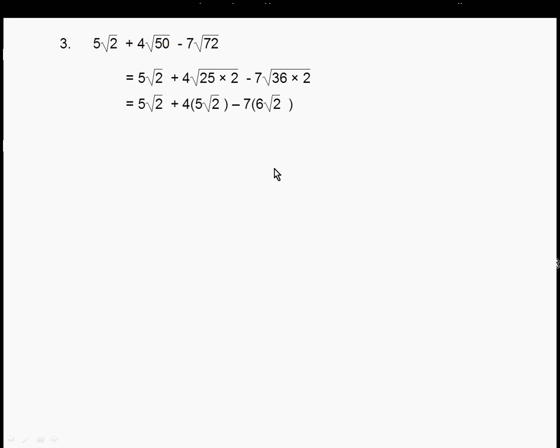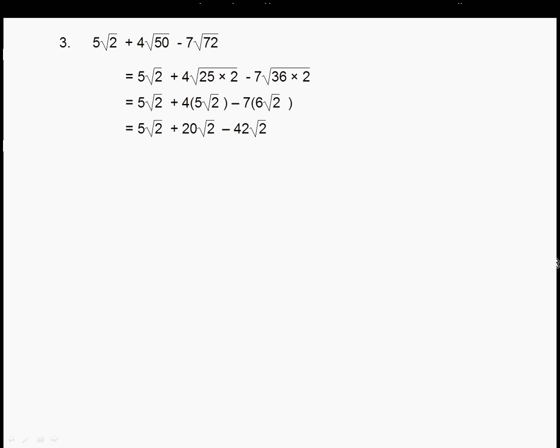So this is where we left off. The square root of 25 is 5, that's where that came from. The square root of 36 is 6, and that's where that came from. I now have to do 4 times 5 and 7 times 6. So I have 5 square root of 2 plus 20 square root of 2 minus 42 square root of 2. I now have nothing but square root of 2 terms, so I can simplify that. Just do 5 plus 20 minus 42. I get negative 17 square root of 2.